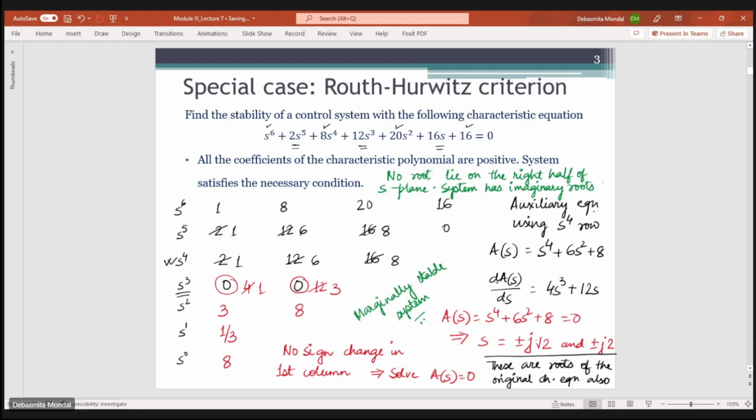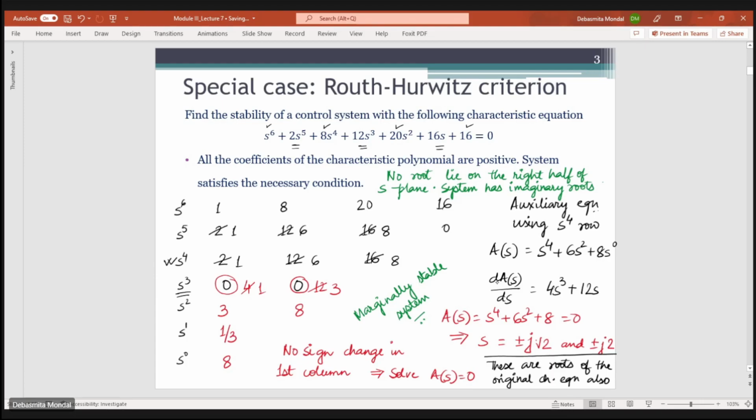So 1 multiplied by S to the power 4, plus 6 multiplied by S to the power 2, plus 8 multiplied by S to the power 0. Okay. Then you will differentiate now. Since it is S to the power 4, the first term will be this coefficient multiplied by S to the power 4.